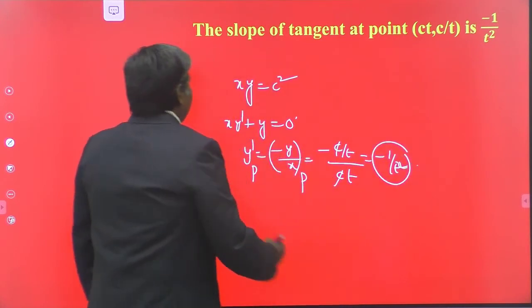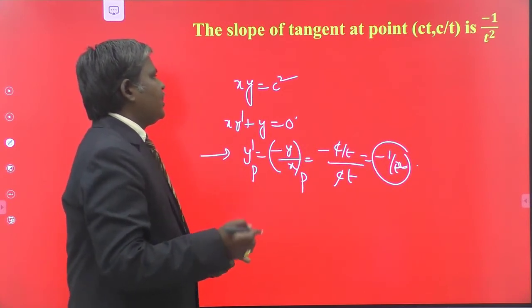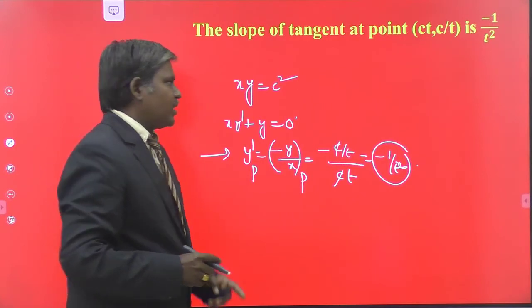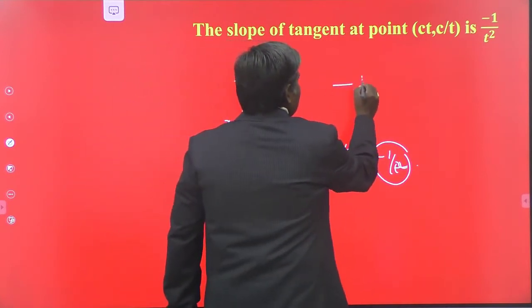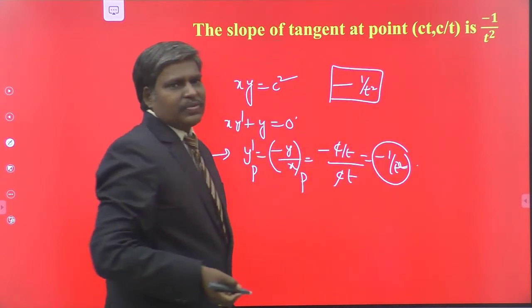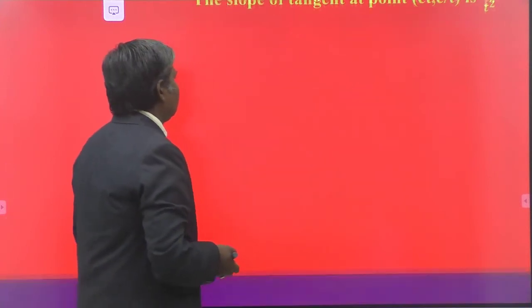So don't forget this one also. The slope of the tangent at any point P of t, we mean P(ct, c by t), is minus 1 by t square. Slope of tangent is always minus 1 by t square. From that you can calculate the slope of the normal at the same point also. What is that? t square. Understand?